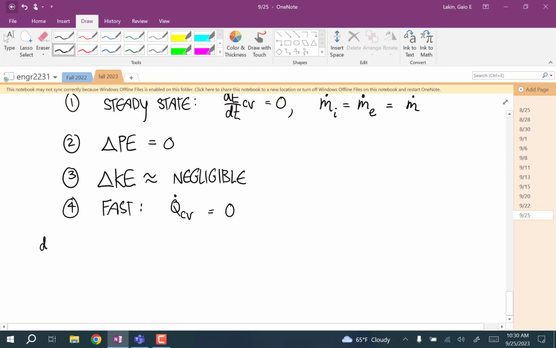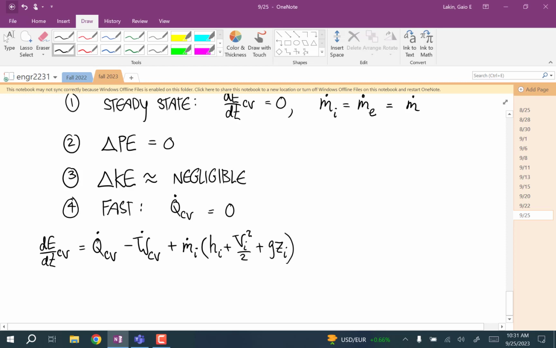Okay, so start with the full equation. dE/dt is equal to Q dot minus W dot plus m_i dot times the quantity h_i plus v_i squared over 2 plus g z_i, minus m_e dot times the quantity h_e plus v_e squared over 2 plus g z_e. And dE/dt is 0.